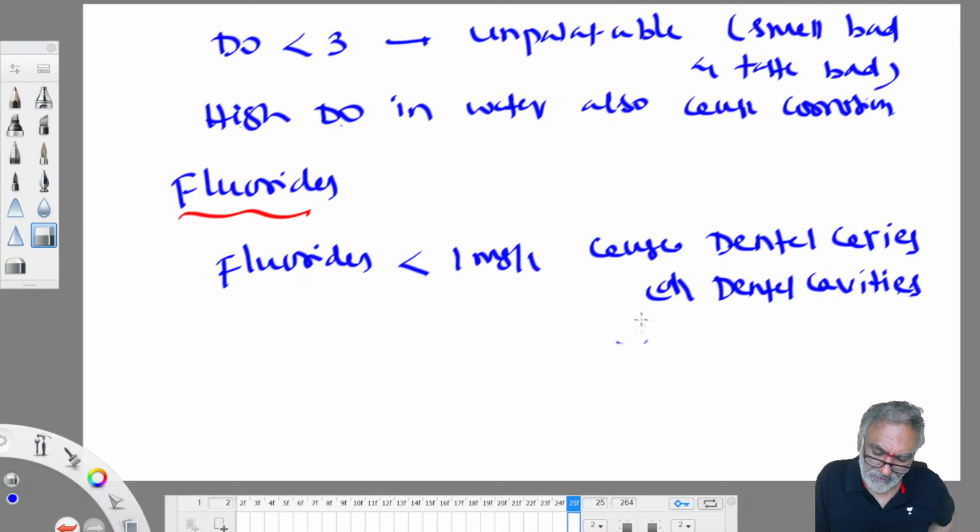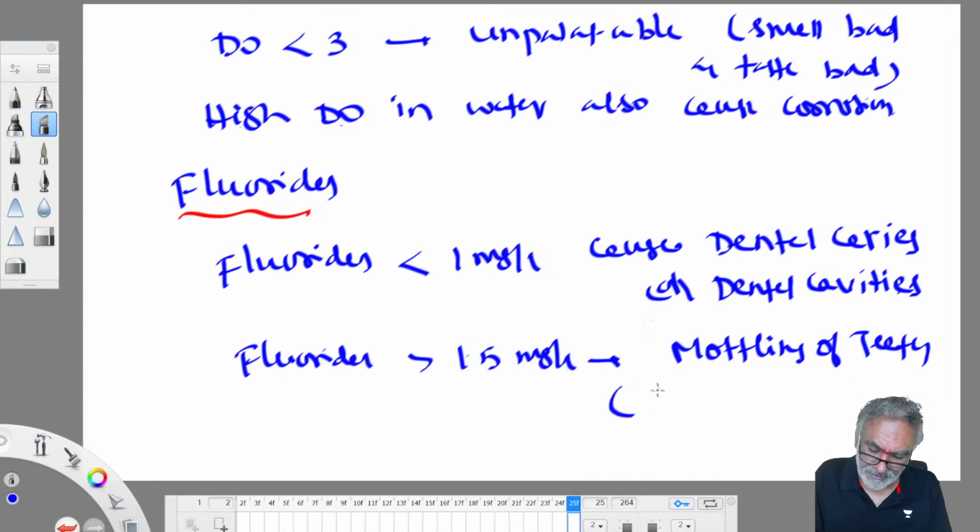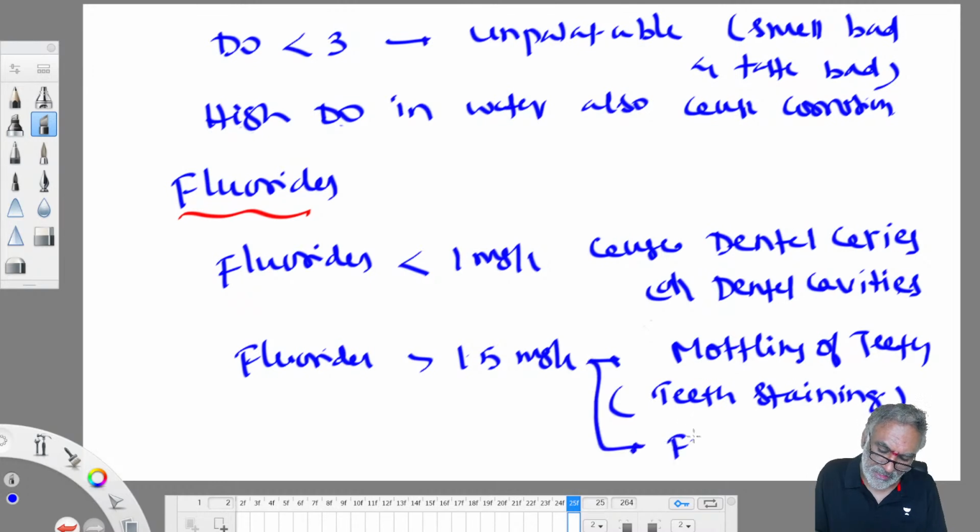Fluorides more than 1.5 milligram per liter cause what is called mottling of teeth. Mottling of teeth means teeth staining. Yellow patches will form on the teeth. Stains means colors, so you can notice yellow disfigurement. And excessively high concentration causes fluorosis. This is known as fluorosis.